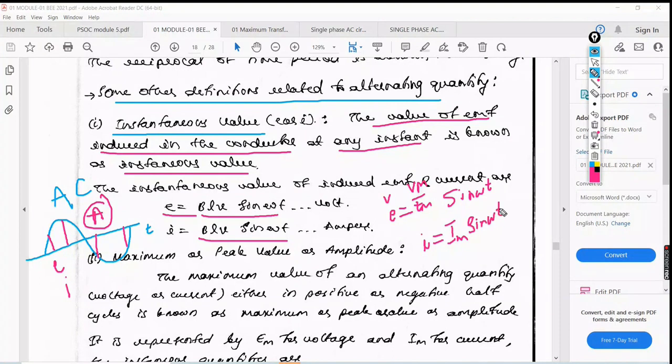What is this i? Small i, instantaneous current. Small v, instantaneous voltage. Then Em is maximum voltage, Im is maximum current. What is this omega?